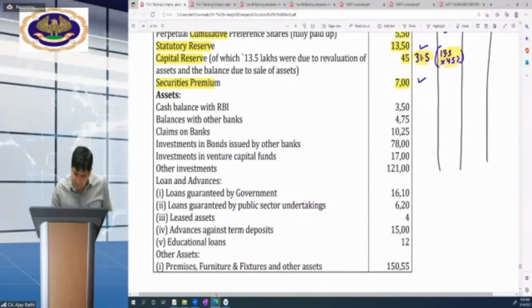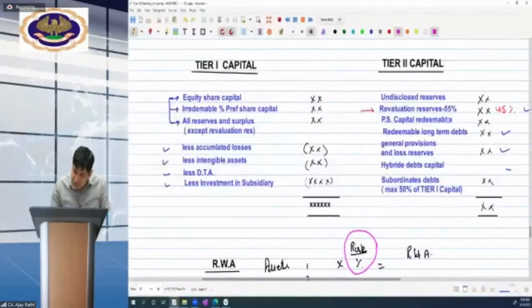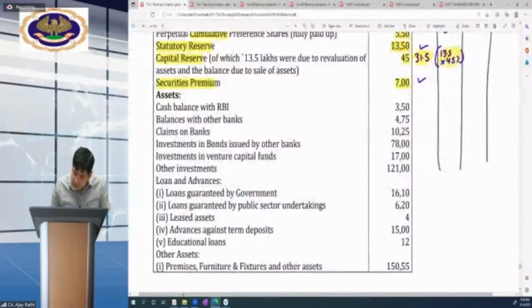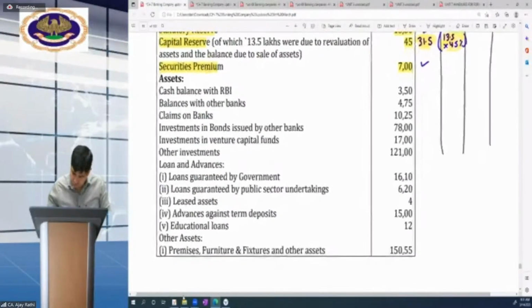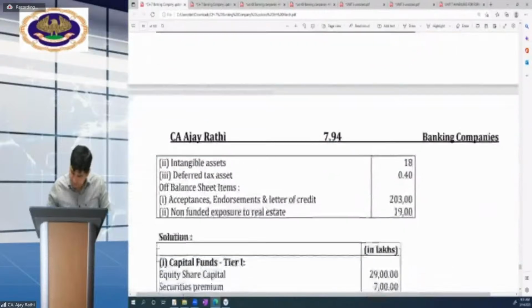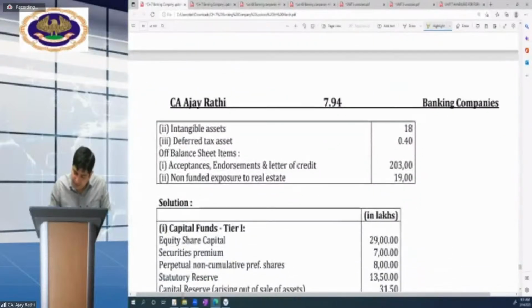Investments. Okay, these are the next items. What are the items? Accumulated losses, intangible assets, DTA and investment in subsidiary. Is there any subsidiary? No. Is there any accumulated losses? No. Is there any DTA? Yes, deferred tax assets are there. Intangible assets are also there.